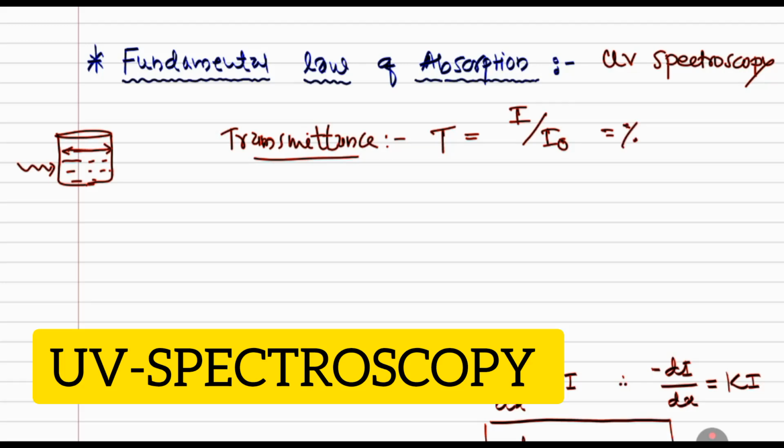How do we denote it in percentage? That is, the percentage of transmittance is equal to I by I0 into 100. It means if the transmittance is 100, then the absorbance will be 0. With respect to that, we have simple plots of percentage of transmittance with respect to length. Okay, this is the first parameter which is related to the absorption, right?